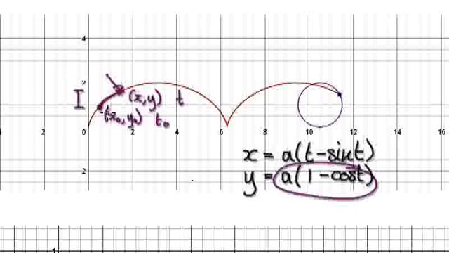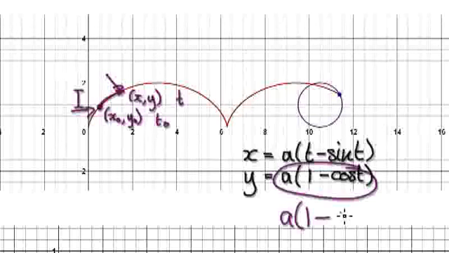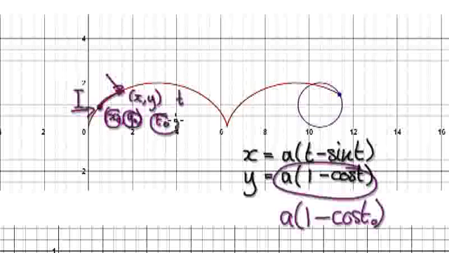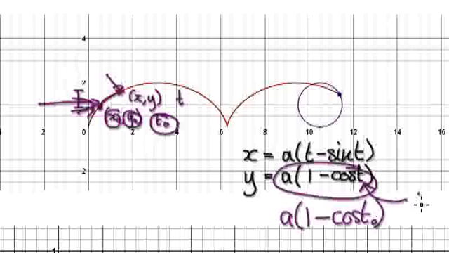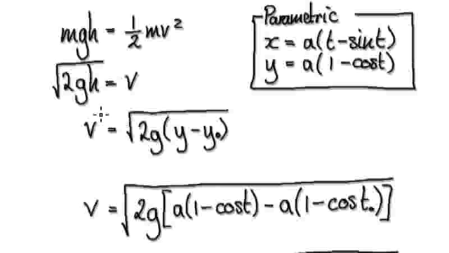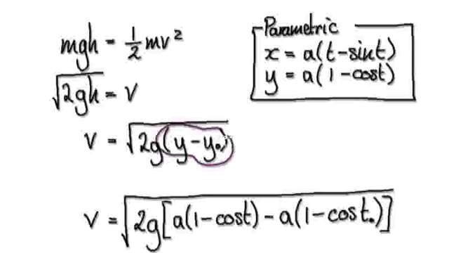Take away the height here, which will be a1, take away cos t0, because remember we released it at this location, this y location, and at time 0. So if you want to know the height here, if you put t0 into here, that will tell you the height there. So we got to this stage here, where the height is given by this.